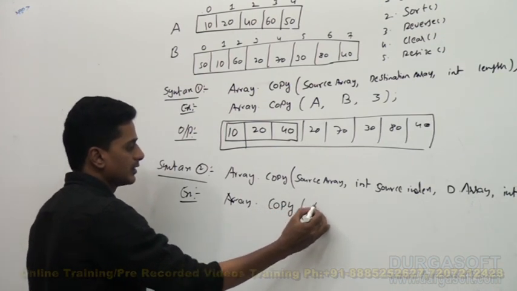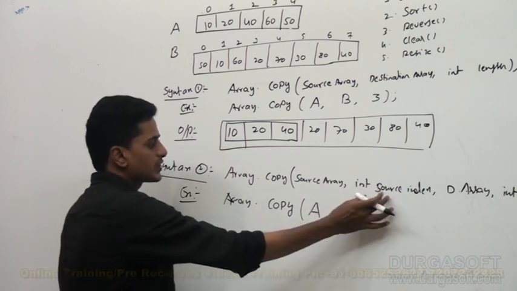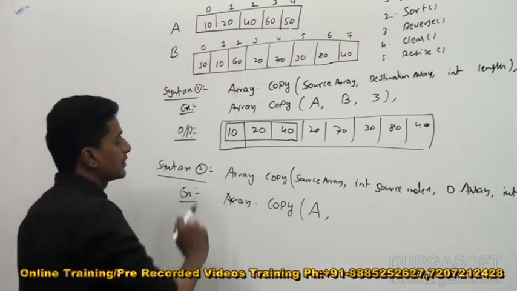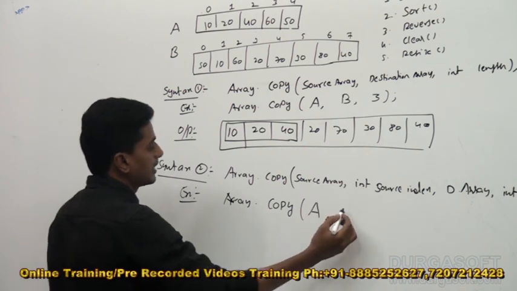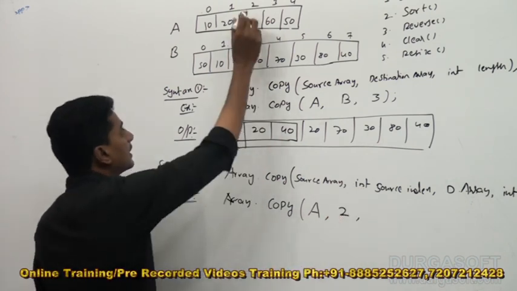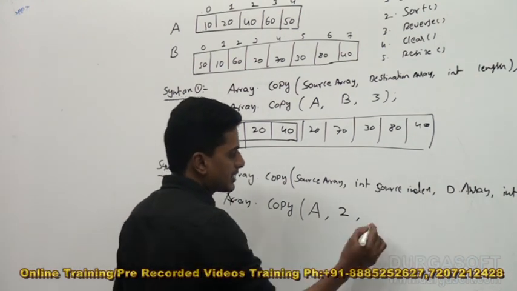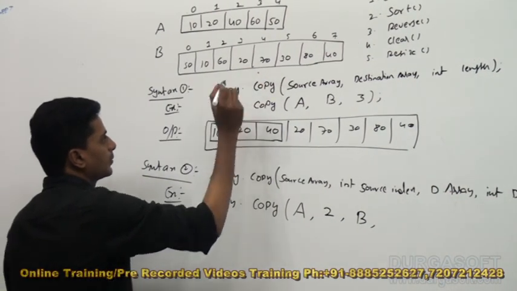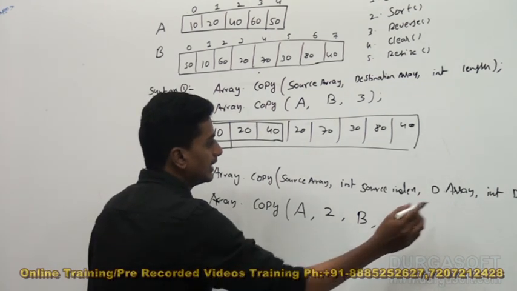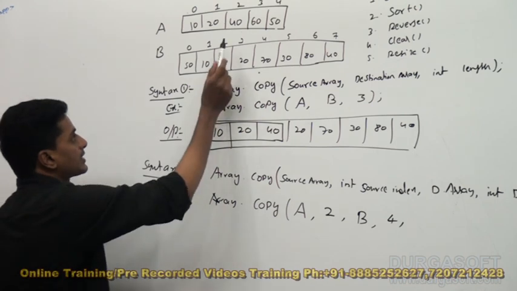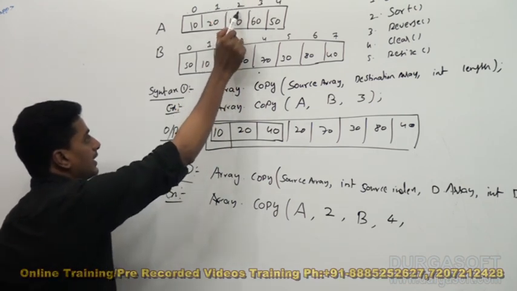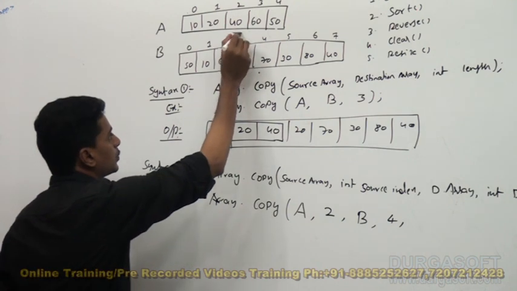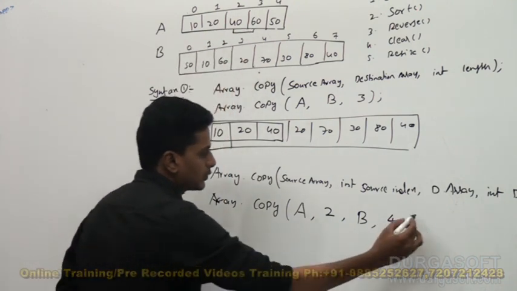Then copy is a method, and source array is A. Int source index means which index of array A you want to start taking elements from. For example, I want to take from the second index onwards. Then the destination array is B, and int destination index means from where onwards you would like to copy the elements. For example, from the 4th index onwards, so I am taking 4. Then int length: from the second index onwards, how many elements would you like to copy, that you can decide. For example, 2 means these 2 elements, 40 and 60, will be copied. So let's give the length as 2 here.